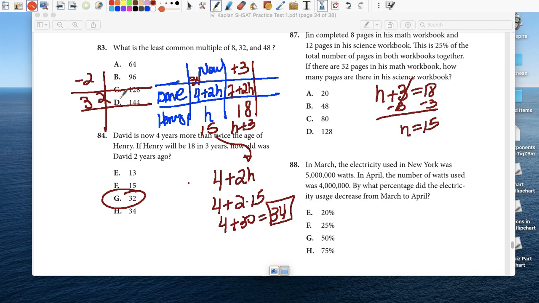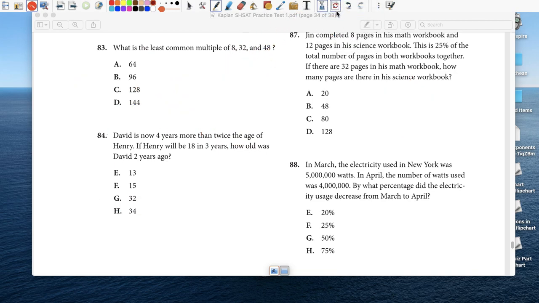Okay. Sorry, made a little mess of the problem here, but let me know if I need to redo it. 84, no, what was the next one? 86, okay, 86.